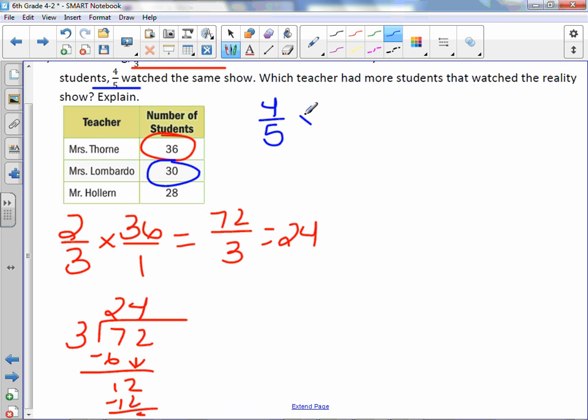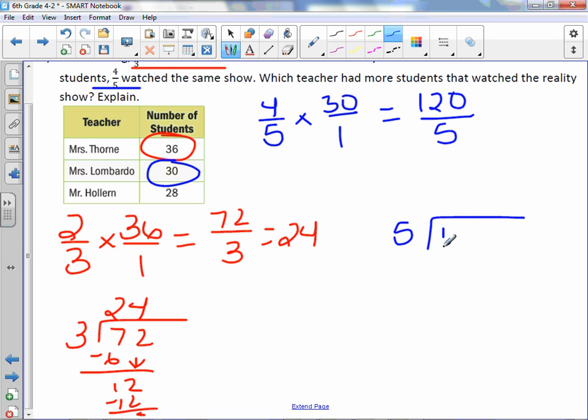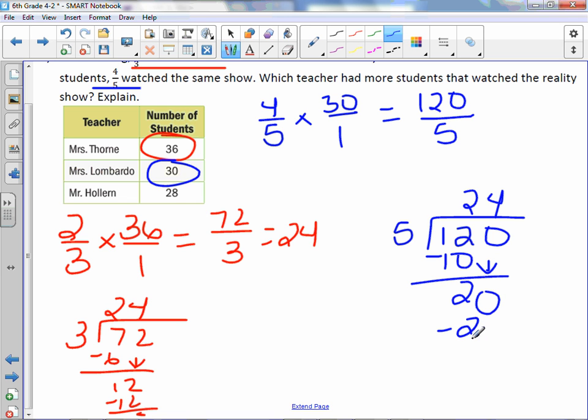Now Mrs. Lombardo, 4/5 watched the same show, and she has 30 students. So 4/5 times 30 over 1. 4 times 30 is 120. 5 times 1 is 5. And let's do 120 divided by 5. 5 goes into 12 twice, which is 10. Subtract and get 2. 5 goes into 20 4 times. Subtract and get 0. So we also get 24.